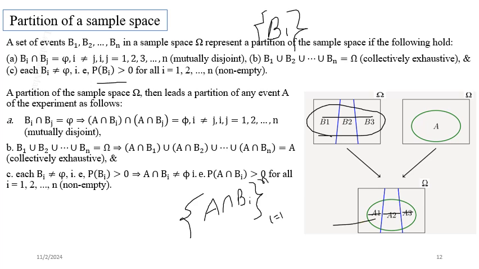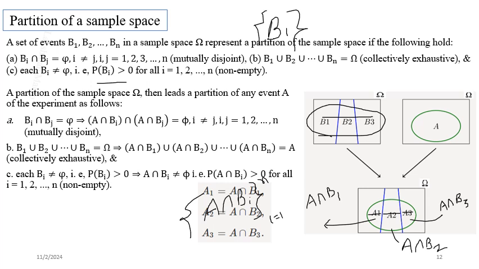So here, A1 is A intersection B1. A2 is A intersection B2. And A3 is A intersection B3. So I think it should be clear to everyone that partitioning of the sample space leads to partitioning of the event. If it is not clear, then recall the GT Road from Dhaka to Peshawar.